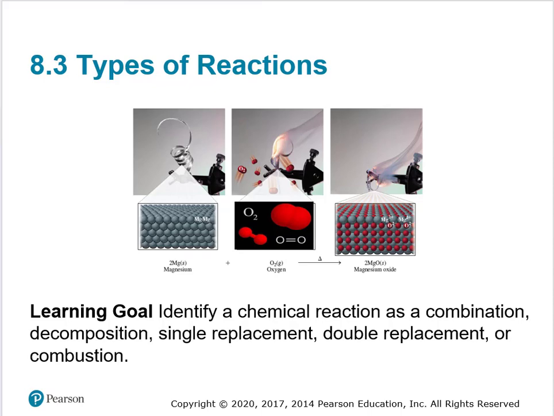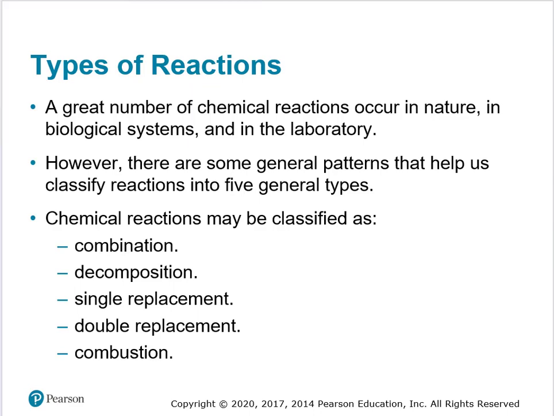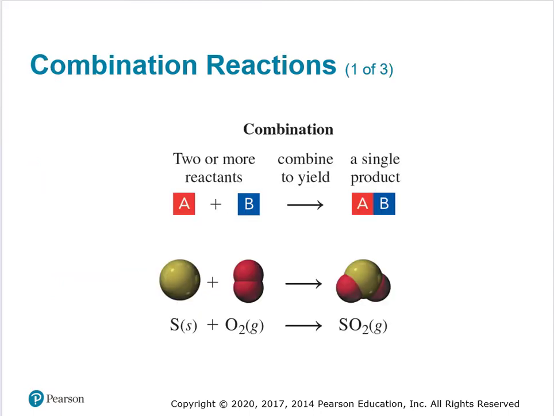In this section, we are looking at types of reactions. You will be able to identify a chemical reaction as a combination, decomposition, single replacement, double replacement, or combustion reaction. A great number of chemical reactions occur in nature, in biological systems, and in the laboratory. However, there are some general patterns that help us classify these reactions into 5 general types. We've got combination, decomposition, single replacement, double replacement, and combustion.